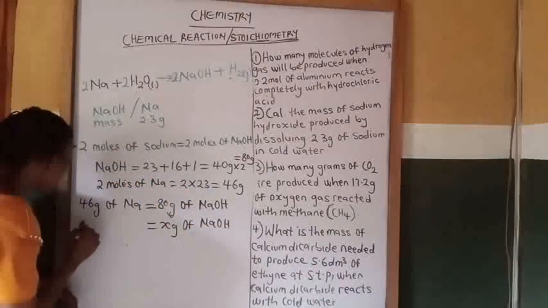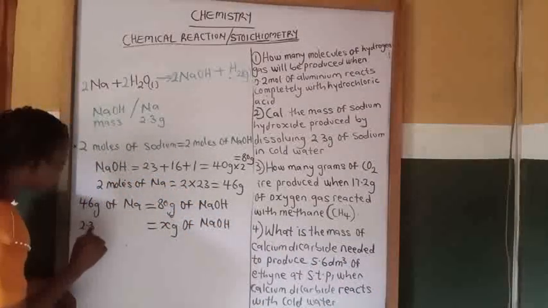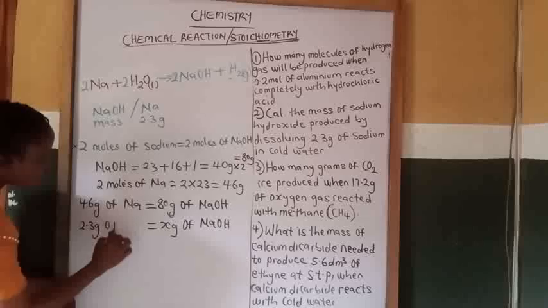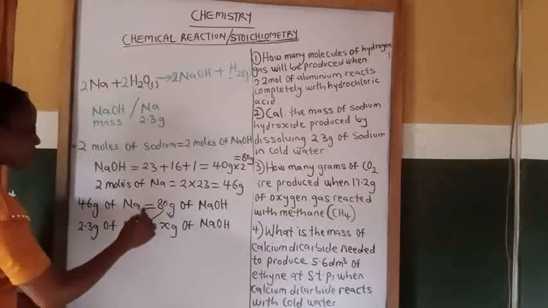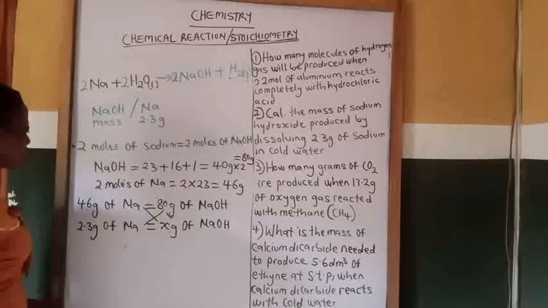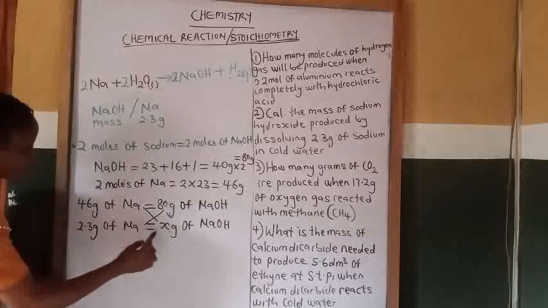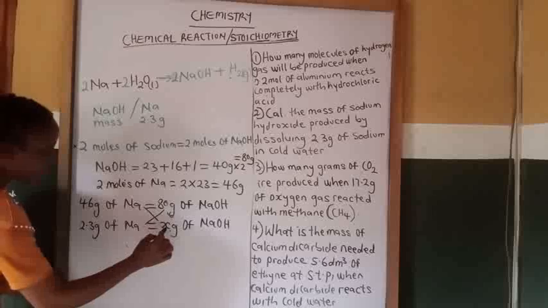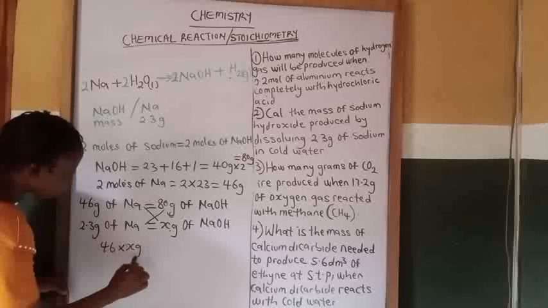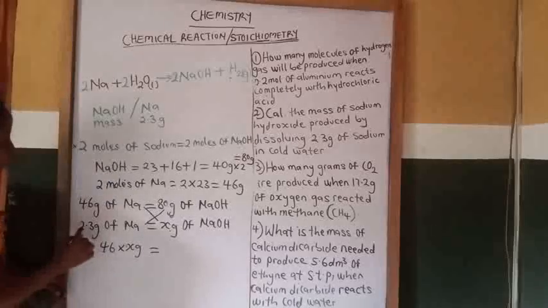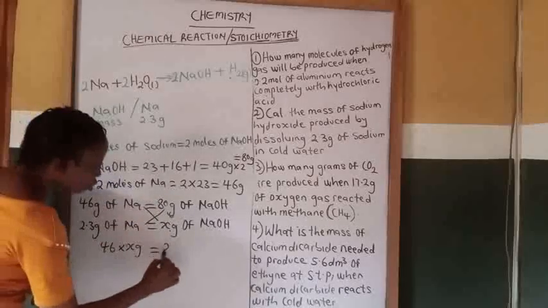So they've given us another mass, the mass of sodium, which is 2.3 gram. You come under sodium. Then you cross multiply to get the mass of sodium hydroxide. So it will give you 46 times x gram equal to 2.3 times 80.